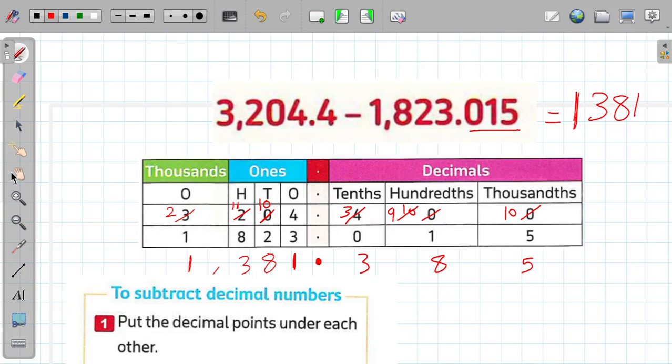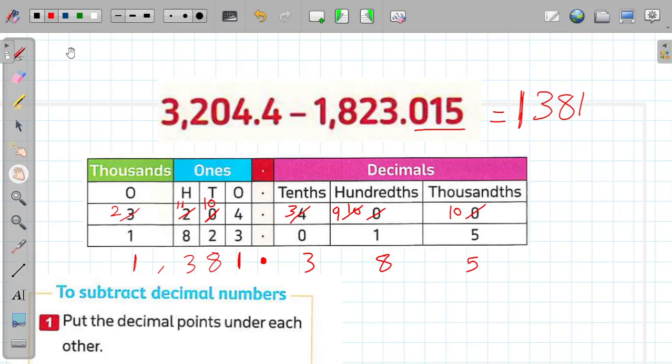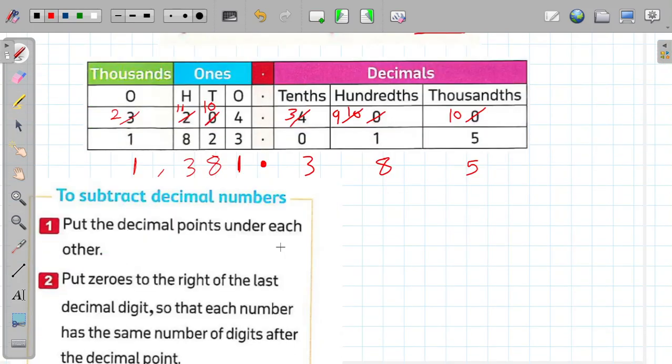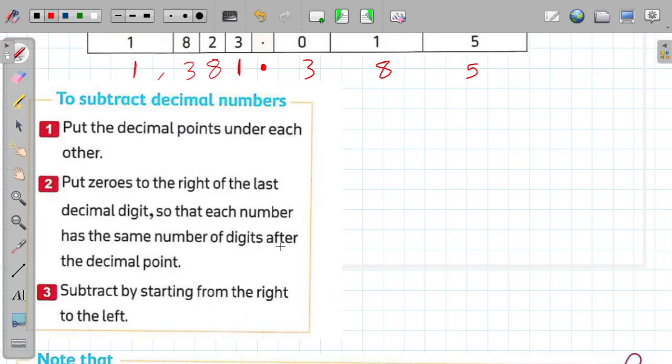1381, okay? 0.385, okay? But I have here a new method. It will be very useful for the large numbers. It will be the vertical method.